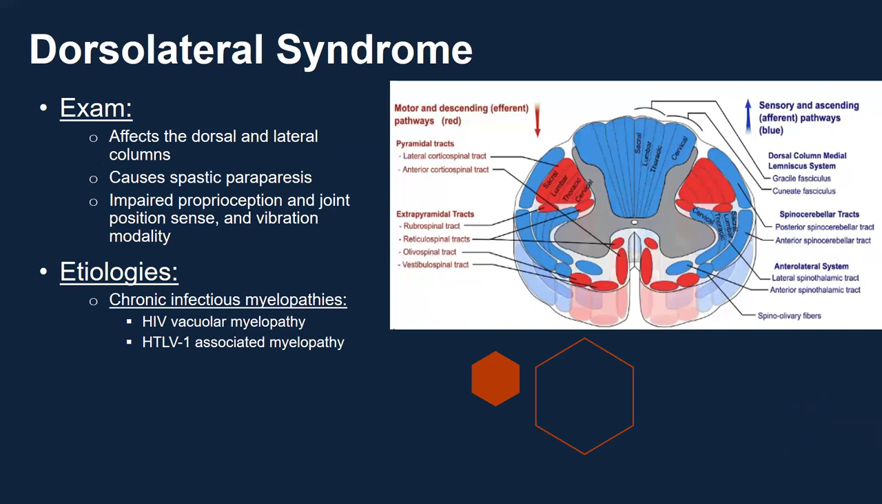Dorsolateral syndrome, as the name implies, affects the dorsal and the lateral columns. Clinically, this causes a spastic paraparesis due to involvement of the lateral corticospinal tracts, as well as impaired proprioception, joint position sense, and vibration due to involvement of the dorsal columns. It's typically caused by chronic infectious myelopathy, such as HIV and HTLV-1.